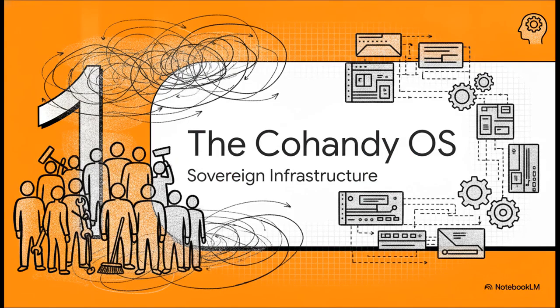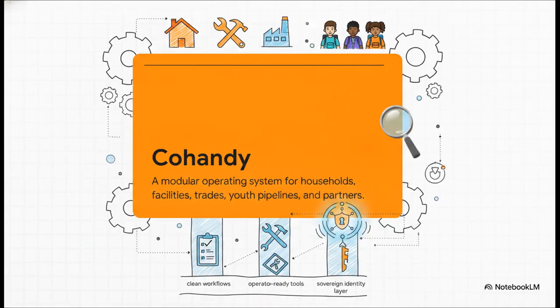All right, Section 1, the Cohandy operating system sovereign infrastructure explained. So what actually happens when you take the unpredictability of everyday human labor and apply the rigorous, structured logic of an operating system to it? Well, you get Cohandy, and to be clear right off the bat, this isn't just another staffing agency. It's a fully modular operating system designed specifically for households, facilities, trades, youth pipelines, and partner organizations. It's built on 3 really critical pillars: clean workflows, operator-ready tools, and a sovereign identity layer.